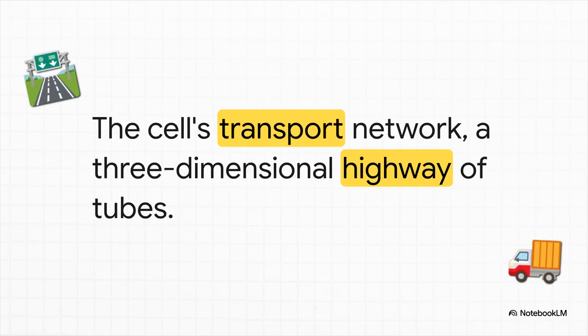Okay, so we've got a government in power. What's next for our city? Infrastructure. You need roads, you need highways to move things around. And that's exactly the job of the endoplasmic reticulum. It's the cell's vast, interconnected highway system.